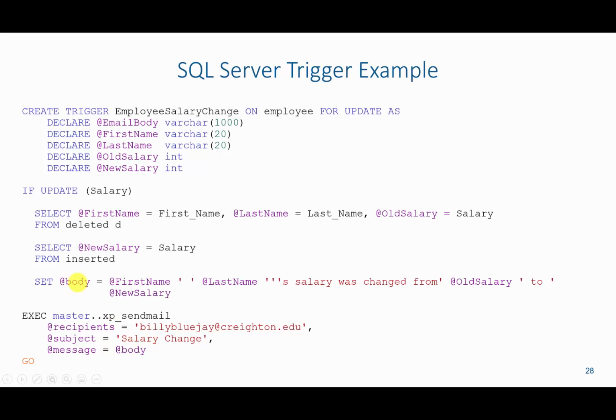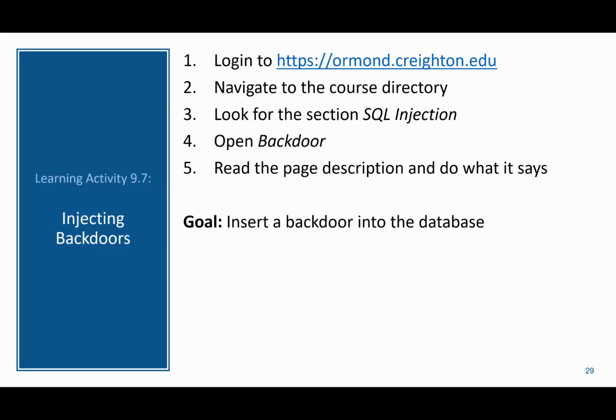Now this is an example of a trigger executing to indicate to a specific person that a salary has changed. So if a salary has been changed and it shouldn't be changed, we will get a notification that the salary change has occurred. Triggers can also be a problem if we don't have proper protections against SQL injections. So we're going to do another exercise of SQL injection.